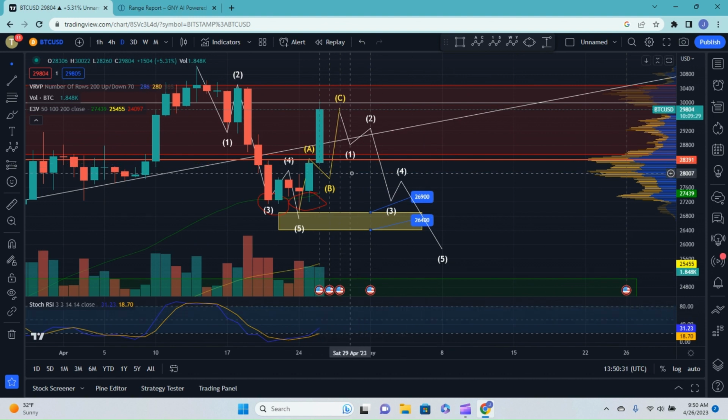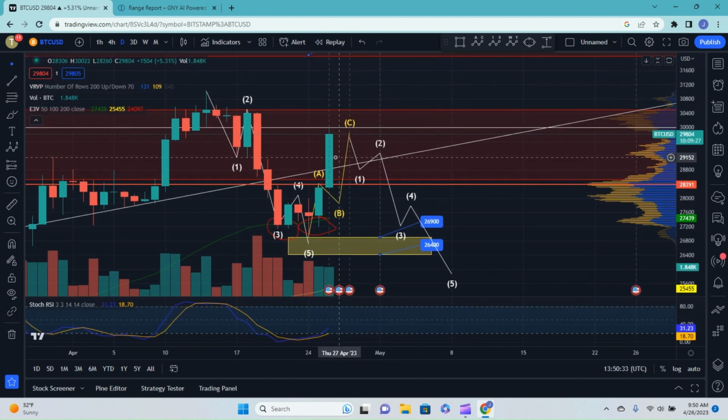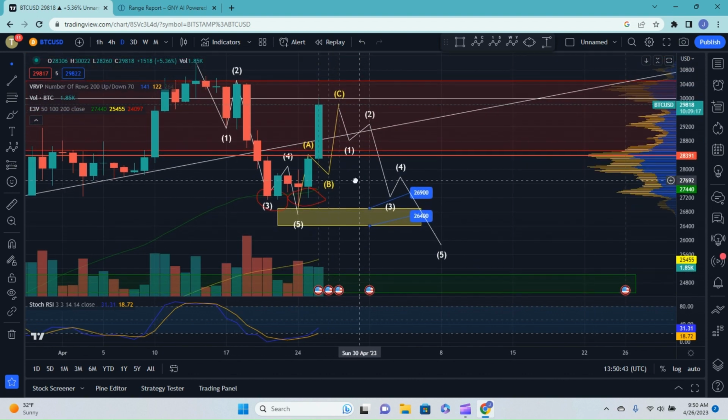However, with the impulsive action that we've seen with that push, going higher than $30,000 definitely is not out of the equation. However, ultimately, again, I do see this pulling back and pulling back pretty decently.